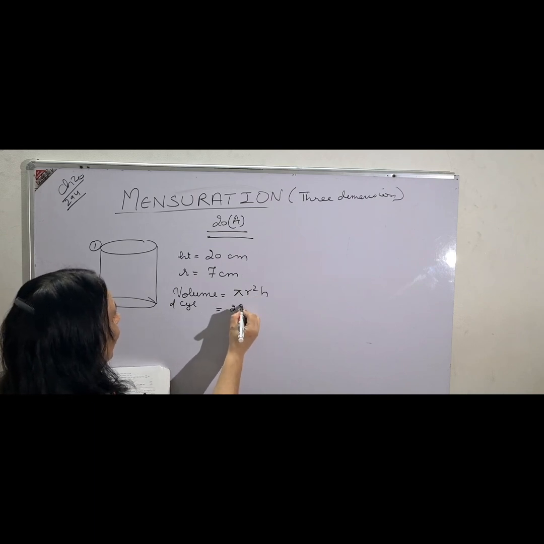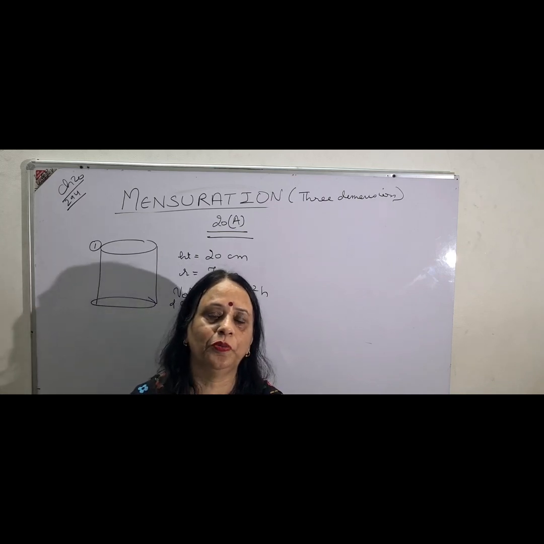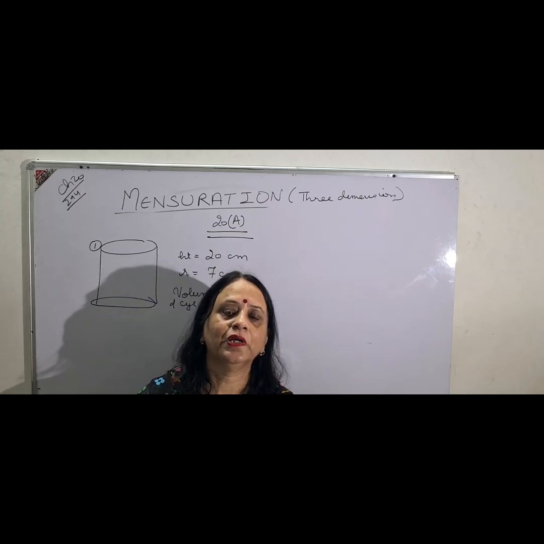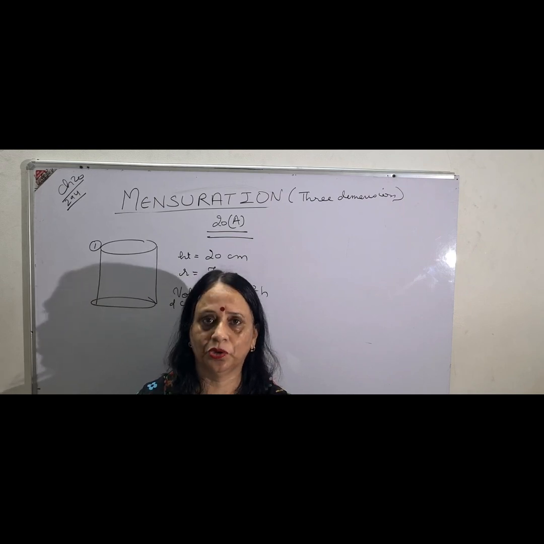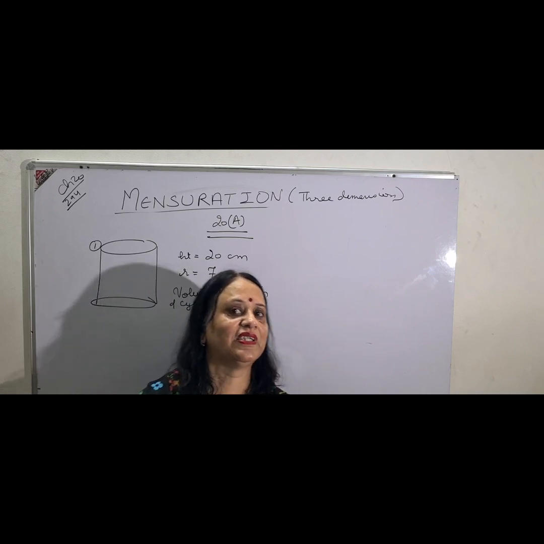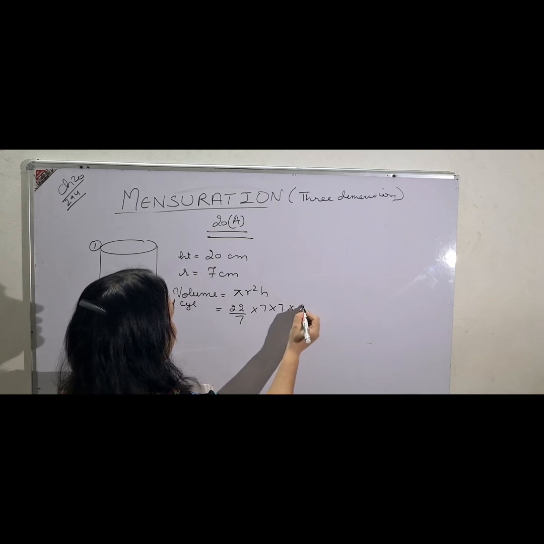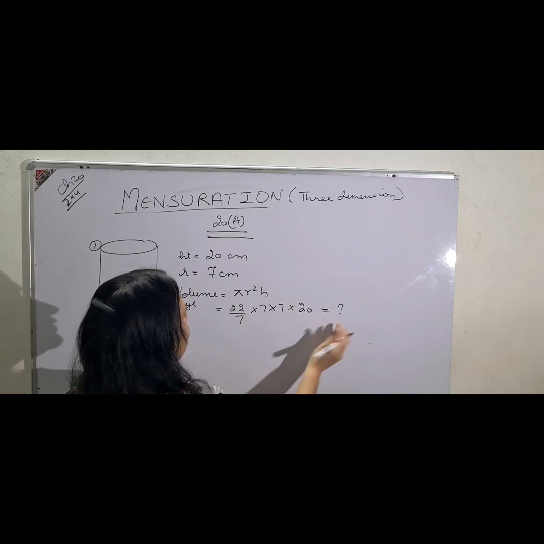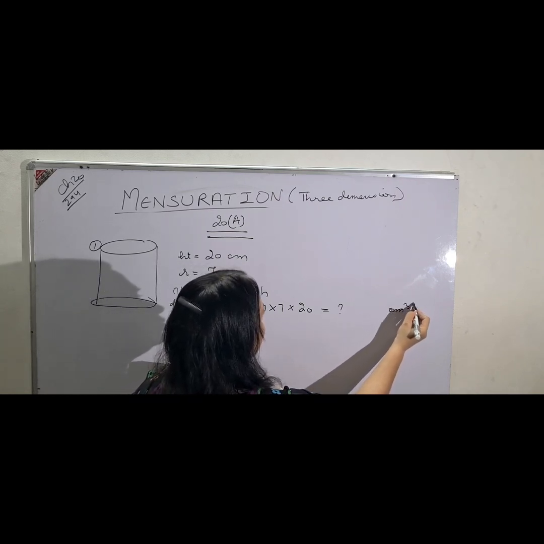Please do not put the value of pi as 3.14 unless it is mentioned. If it is mentioned in the question to take pi to be 3.14, then only you will take 3.14. Otherwise, you know the value of pi is 22 by 7, which you are doing since 7th standard. So pi r square, 7 into 7 into 20. Please do the calculation and don't forget the unit centimeter cube.